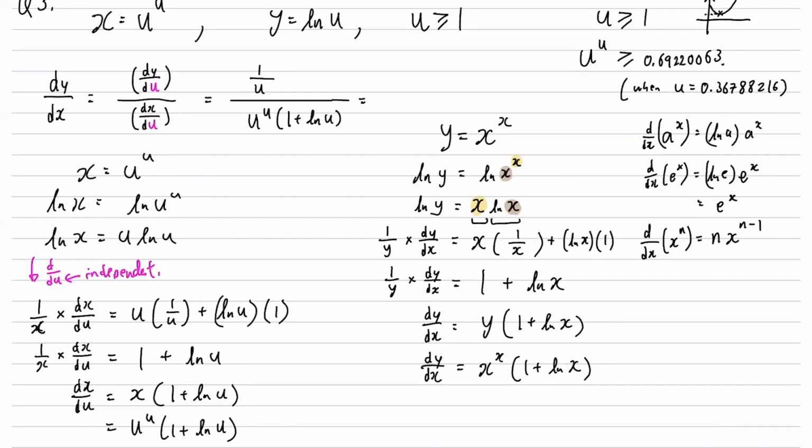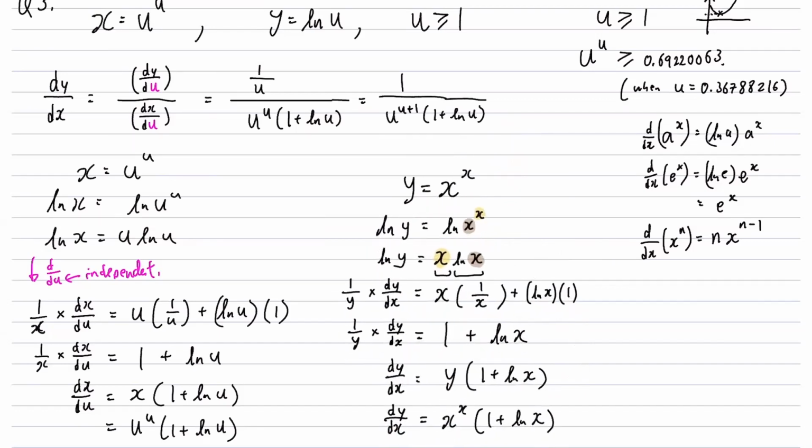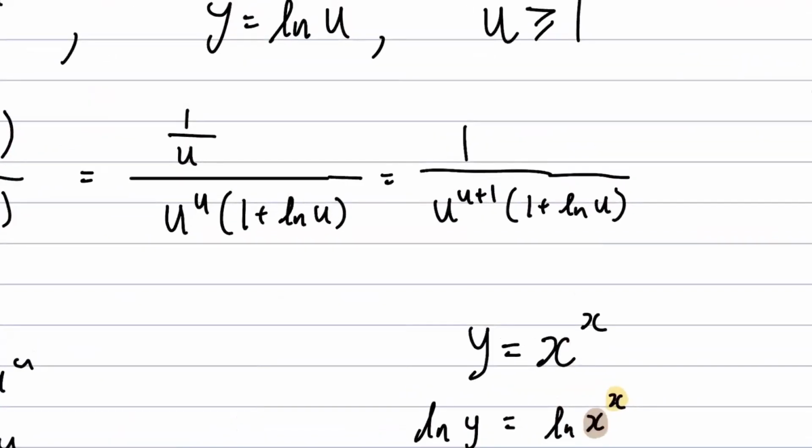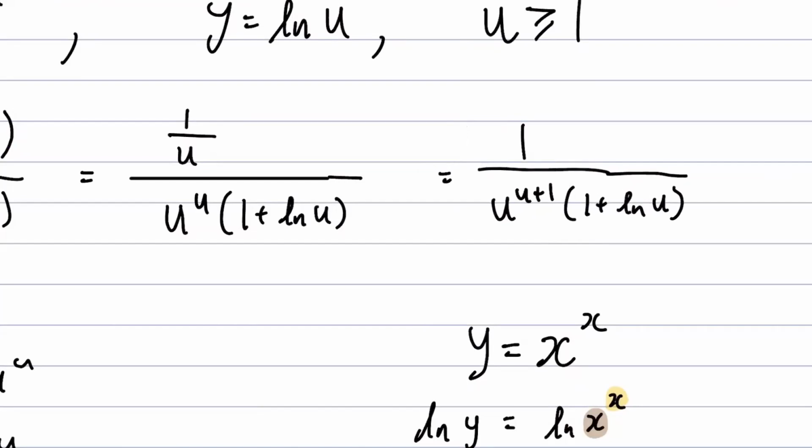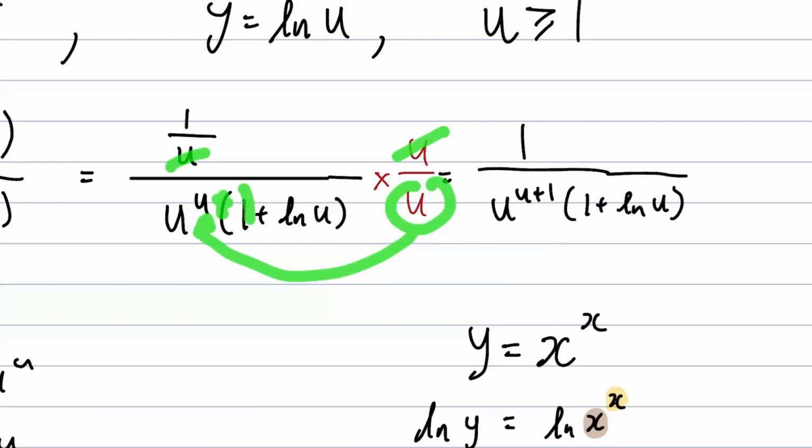Then after that, here the u you can just multiply to the bottom. So you get 1 over u power u plus 1, bracket 1 plus ln u. Sorry, ln u, I keep saying the wrong thing. This part okay, right? What you're essentially doing is multiplying by u over u. So 1 over u and u cancel off, but then you introduce your u at the bottom, so you can just add 1 to the power. This part okay, right?